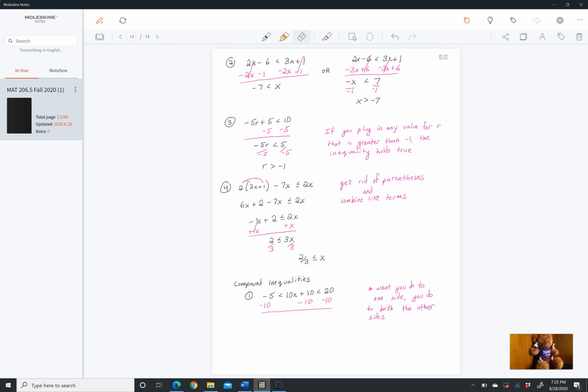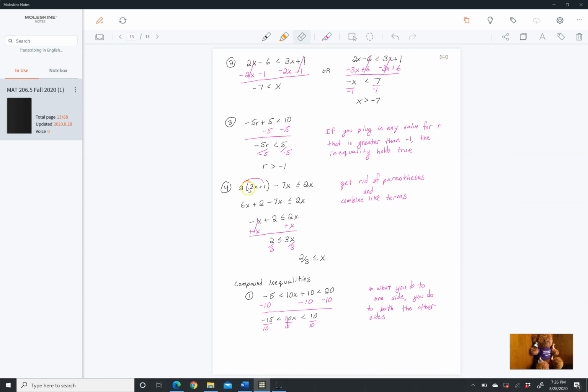Okay, and if we subtract 10 on the left, negative 5 minus 10 is negative 15. In the middle, now we just have 10x. And on the side, we have 10. Okay, and now we need to get rid of this 10 in the middle. So we get rid of the 10 by dividing both sides by 10. I say both sides, but I really mean all three sides.